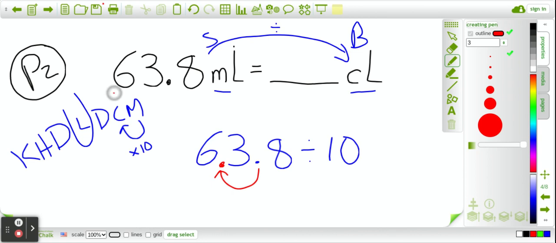If I were to think about this, 60 divided by 10 is 6, so that 6 is in the ones. That makes sense.